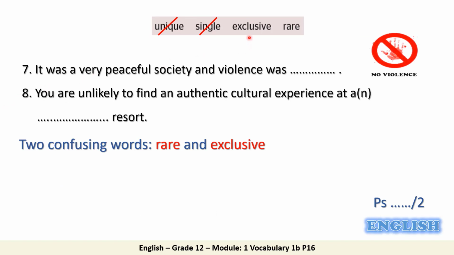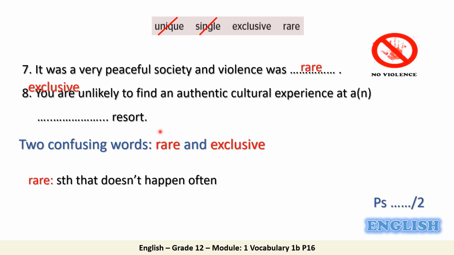How about the difference between exclusive and rare? Are you ready with the answer? Number 7: it was a very peaceful society. And because it's a peaceful society, there is no violence. Violence was... your answer? Yeah, violence was rare, because rare means something that doesn't happen often. How about number 8? You are unlikely to find an authentic cultural experience at an exclusive resort. And exclusive here means very expensive. You are excellent. Let's continue.